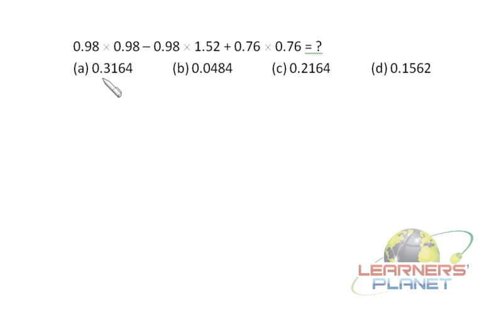Now in this question, it is 0.98 square minus 0.98 into 1.52 plus 0.76 square. Friends, we can observe that 1.52 is actually 0.76 into 2. So the problem is actually the arrangement of a square minus 2ab plus b square, that is (a minus b) whole square. In this case it is (0.98 minus 0.76) whole square.